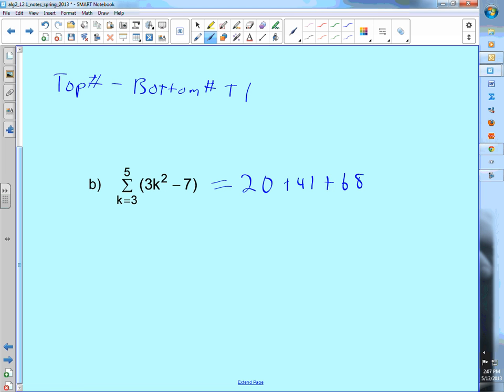You start with K is 3 and end when K is 5. The 5 does not tell you that there's 5 terms. 5 minus 3 plus 1, 3 terms. The first term we find when we plug in the 3, just like you did. Okay? The last term you find when you plug in the 5. That's the end of the sequence. 20 plus 41 plus 68.